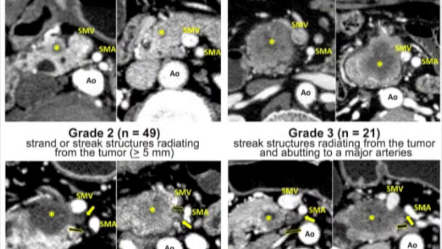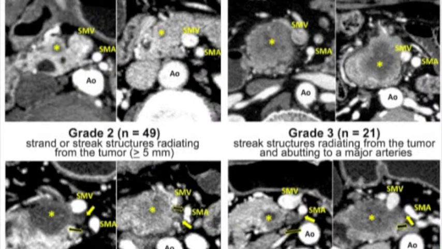A tumor without retroperitoneal fat infiltration was classified as grade 0. A tumor with strand or streak structure radiating from the tumor, with the length of the structure less than 5 mm, was classified as grade 1. A tumor with strand or streak structure radiating from the tumor without abutting the major artery and more than 5 mm of the structure in length was classified as grade 2. A tumor with streak structure radiating from the tumor and abutting major arteries was classified as grade 3.